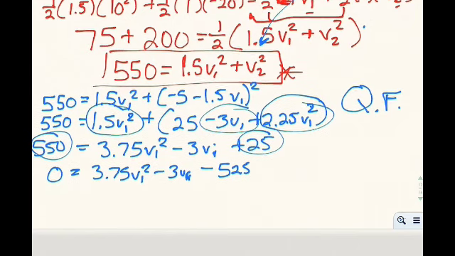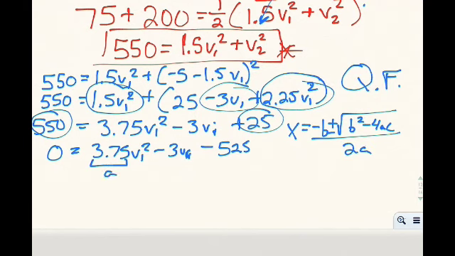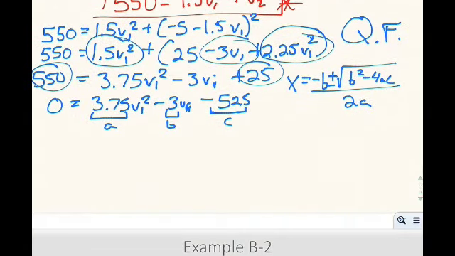So what we want to do is set up our quadratic formula, which is x equals negative b plus or minus the square root of b squared minus 4ac, divided by 2a, where this term is the a, this term is the b, and this term is the c. So instead of solving for x, what I'm trying to solve for is v, but it makes no difference really. So now we plug in our numbers, so we say v1 equals, and then we have negative b.